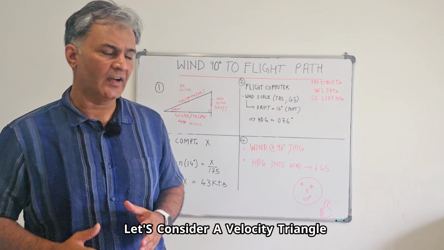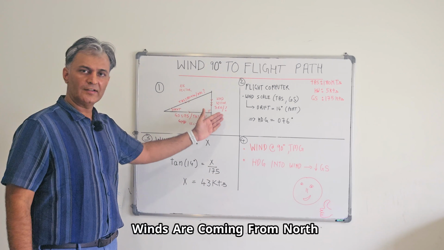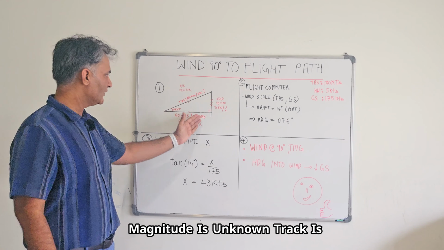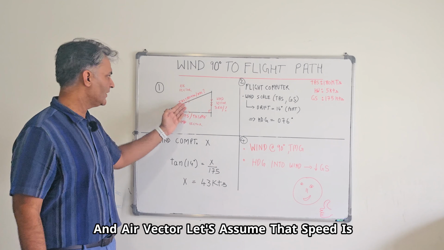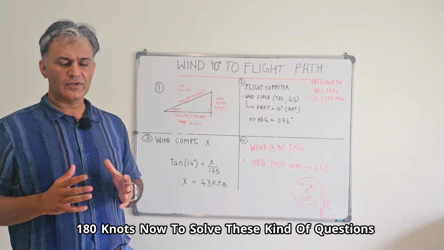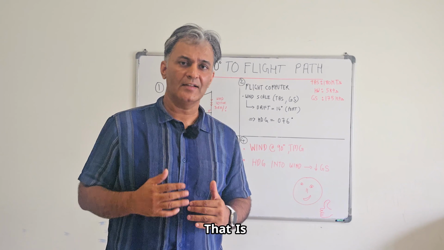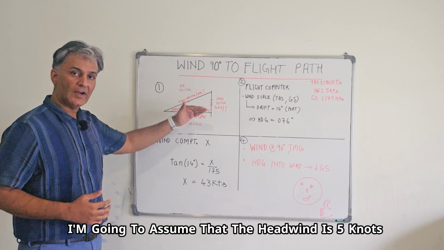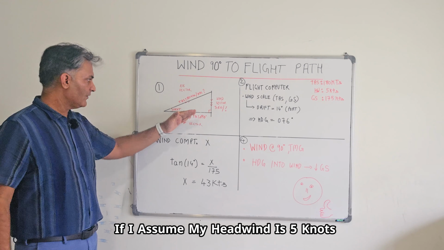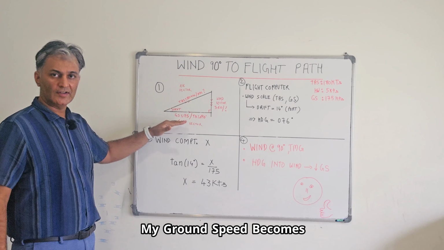Let's consider a velocity triangle. Here the wind vector is 360, winds are coming from north, magnitude is unknown, track is 090, and air vector, let's assume that speed is 180 knots. Now to solve these kind of questions, we'll have to take it in a reverse order. That is, I'm going to assume that the headwind is 5 knots. If I assume my headwind is 5 knots, my TAS is 180 knots, my ground speed becomes 175 knots.